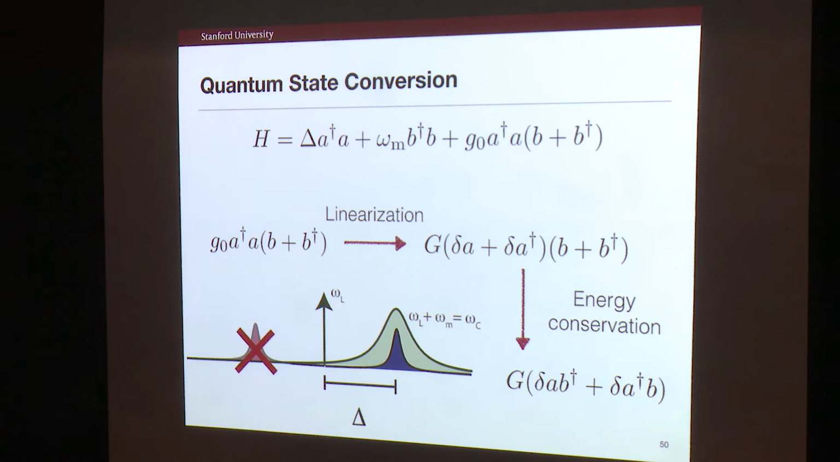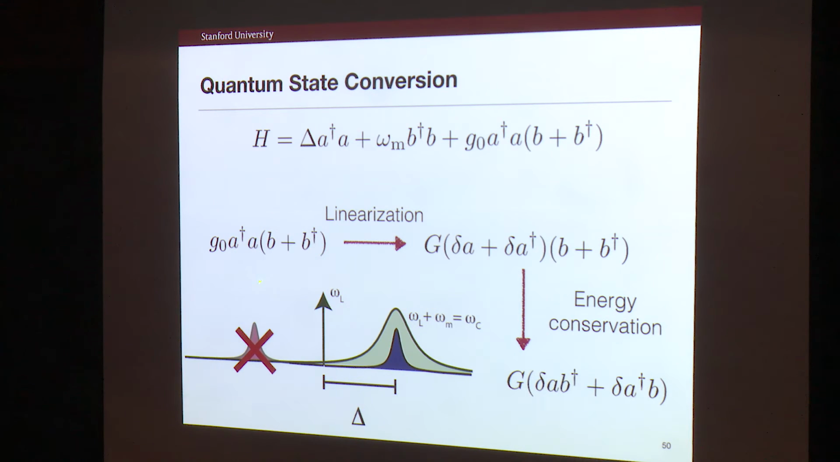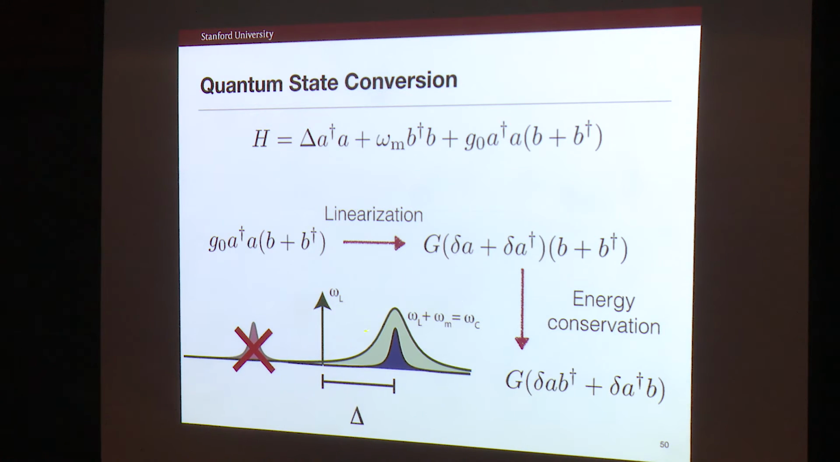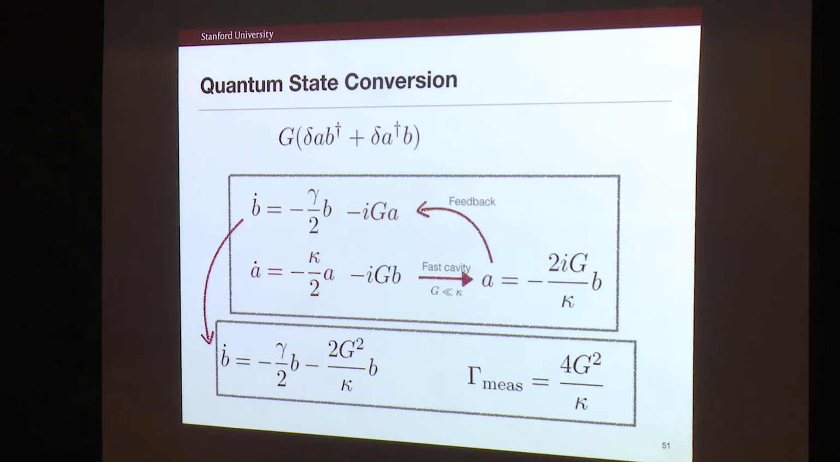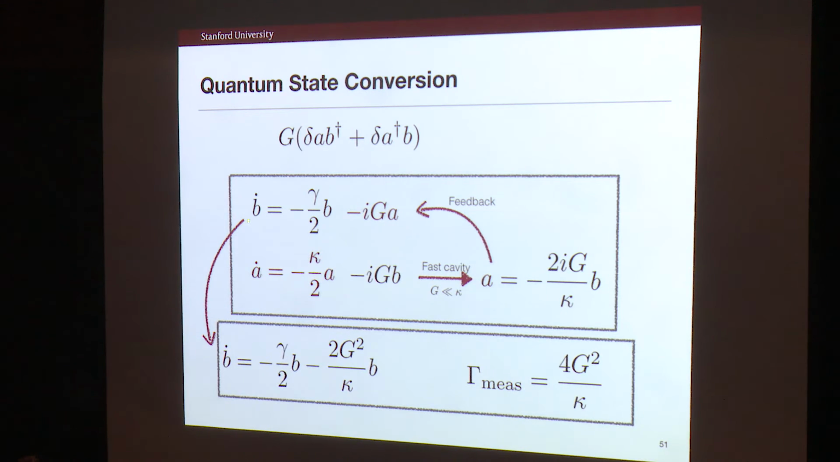Just a quick review of how these quantum state converters work: you have an optical system, a mechanical system or a microwave system, and you have the optomechanical interaction. You drive a laser, which linearizes this interaction and turns it into that. Then the cavity drops out a few of these terms, and now you're left with a beam splitter interaction. And then you adiabatically eliminate the optical cavity. So you say that the optical cavity is very fast, kappa is large.